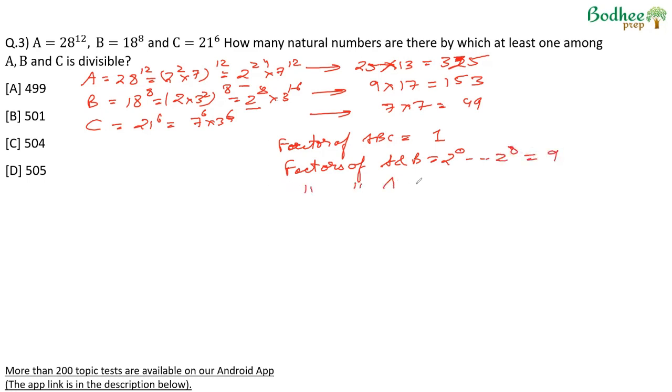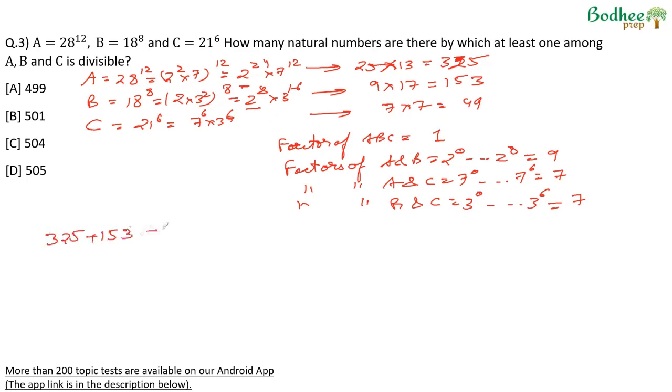Factors common to A and C. A has 2 and 7, C has 7 and 3. The powers of 7 will be common, and the lower power is 6. So from 7 raised to power 0 to 7 raised to power 6, these are 7 common factors. Factors of B and C: B and C have 3 common. The lower power is 6. So all factors from 3 raised to power 0 to 3 raised to power 6 are common, so 7 common factors. Now we are looking at numbers which divide at least one of A, B, C. So 325 numbers divide A.